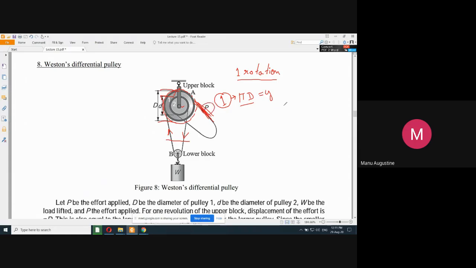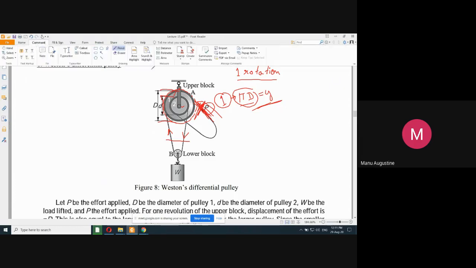So you can say that if effort is applied at this point of the rope, then in one complete rotation of the block, pi D amount of rope will be coming out from here. So this is fixed. Y is pi D. The effort arm is moving by pi into D. Okay, wait a minute.